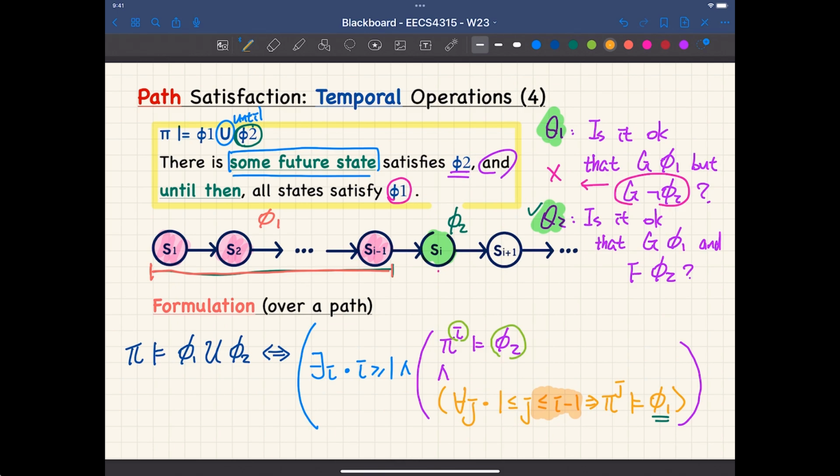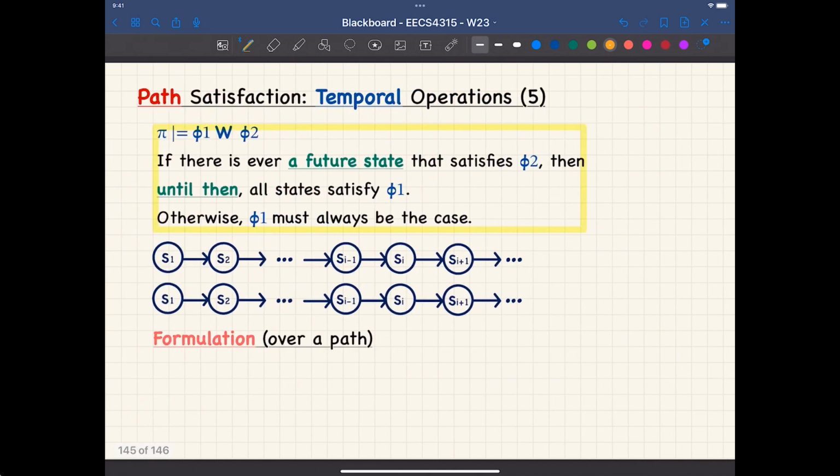Now, we got the second operator, which is called weak until. Weak until in the sense that it is more tolerating. It will actually include the possibility of until, and it also allows another possibility. All right, how do you write it? First of all, it's a weak until, W.